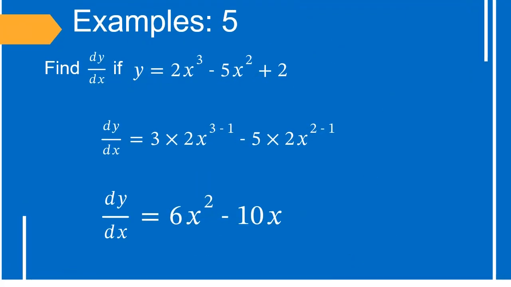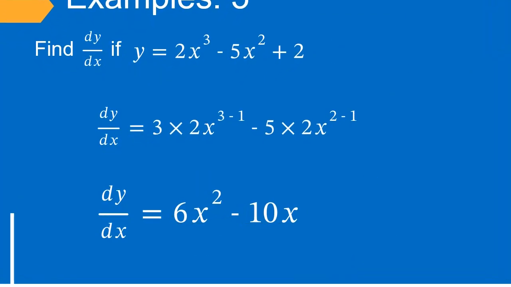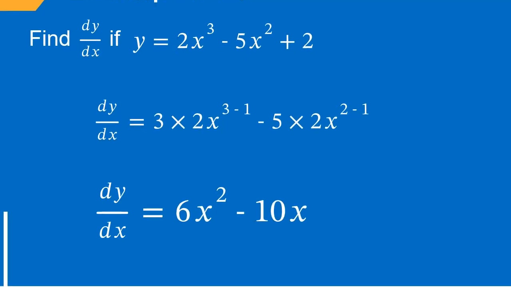This is example 5. It's related to polynomials, and we are applying the same rule that we have learned. The question says: find dy/dx if y equals 2x cubed minus 5x squared plus 2. As we have been doing, bring down the power, subtract 1 from the original power. So for the first term, 2x cubed, 3 is the power. We bring down the power, then times the existing coefficient of x, which is 2. Then we subtract 1 from the original power, so we have 3 minus 1.